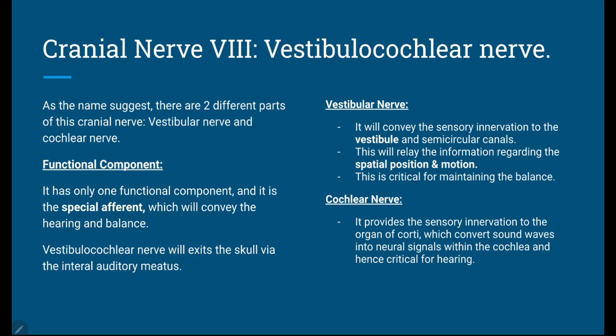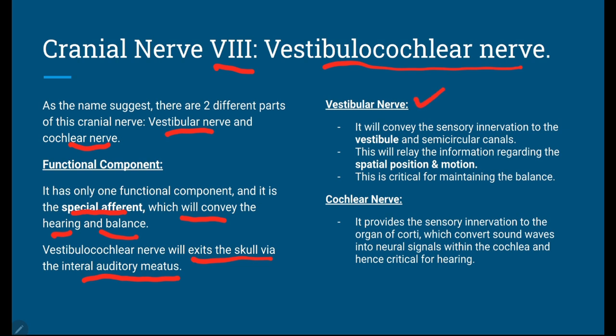The last nerve that we're going to look at is cranial nerve number 8, which is the vestibulocochlear nerve. The name is suggestive of what branches it has. There are two different branches, the vestibular nerve and the cochlear nerve. There is only one functional component to this, and that is the special afferent, which will convey hearing and balance. The vestibulocochlear nerve will exit the skull via the internal auditory meatus.